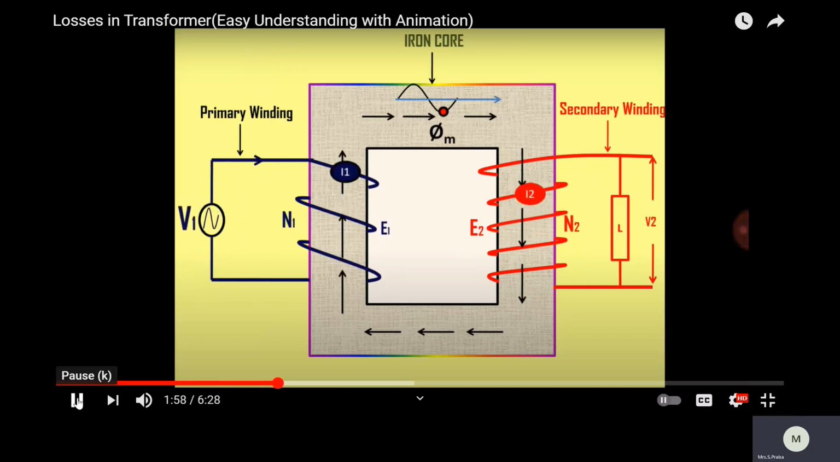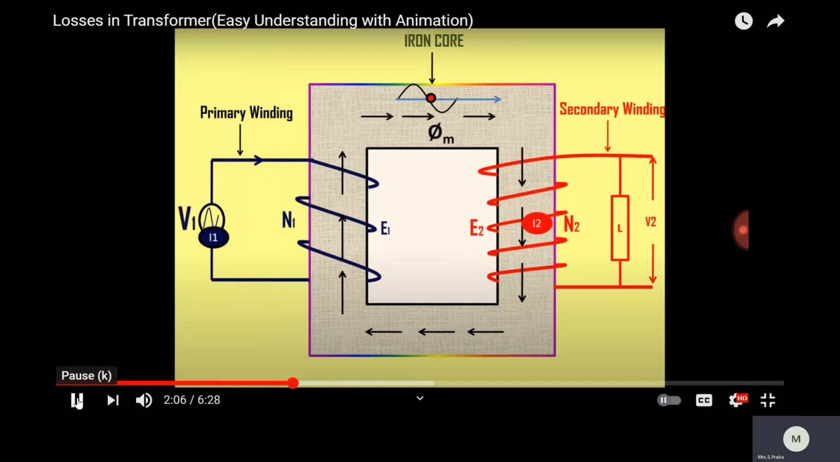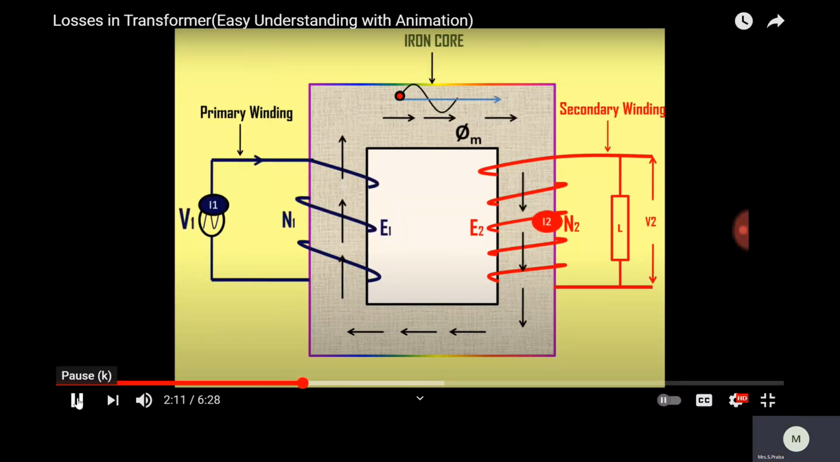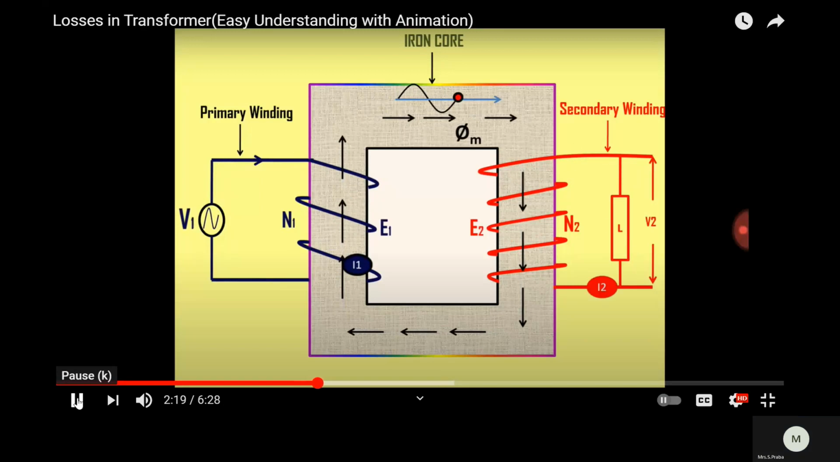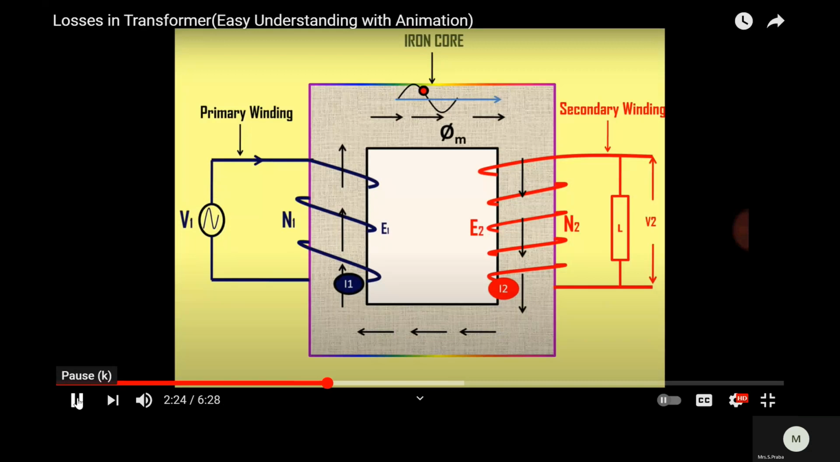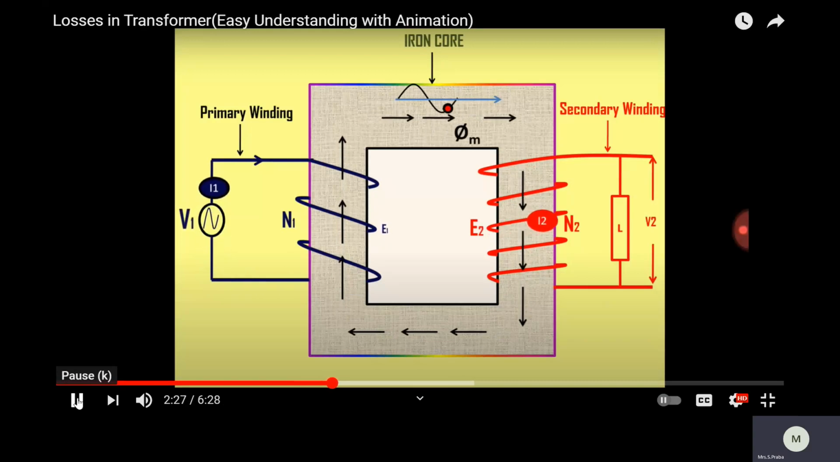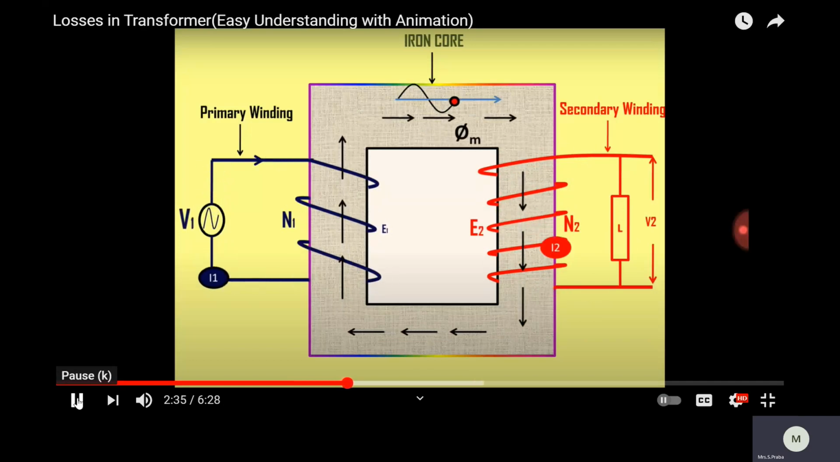Because of this alternating flux, losses take place in the iron core. The first loss is called eddy current loss. Now what is this eddy current loss? As the flux is alternating, it links with the iron core. When the flux links with the iron core, according to Faraday's law of electromagnetic induction, there is an induced EMF in the iron core. And as there is an induced EMF in the iron core, there is a short circulating current in the iron core. This short circulating current is called eddy current, and the losses because of this eddy current are called eddy current loss. So the first loss in the iron core is nothing but eddy current loss.